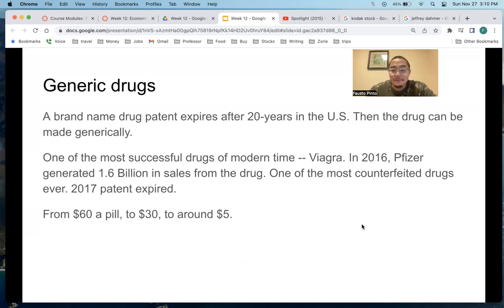Moving on, one of the most successful drugs of our modern time, Viagra. In 2016, Pfizer generated 1.6 billion in sales from the drug alone. And it's also one of the most counterfeited drugs ever. In 2017, the patent expired. It went from $60 a pill to $30 a pill to around $5 for a generic version.